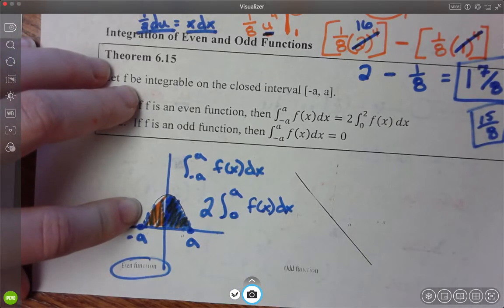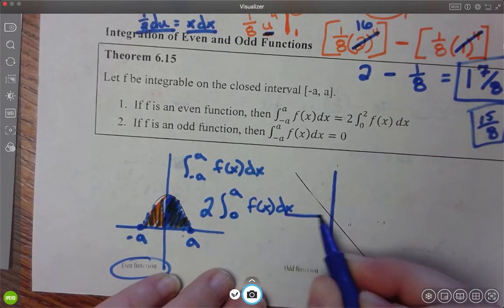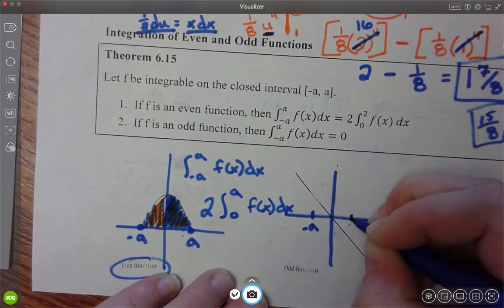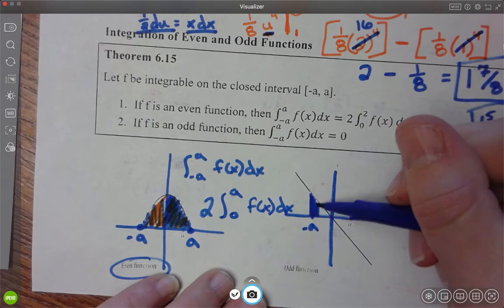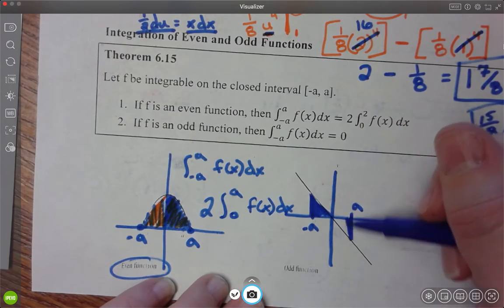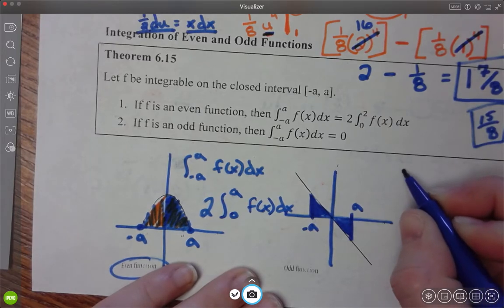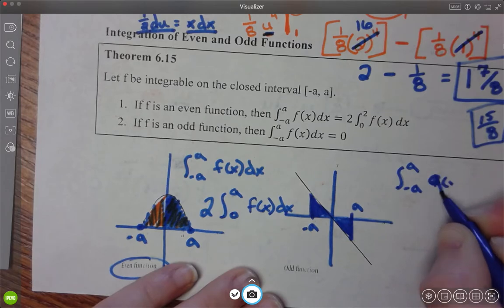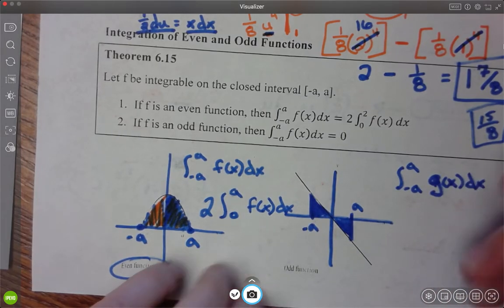Okay. Now for an odd function, your notes make this kind of hard to see. If I'm going from -a over here to +a over here, okay, I'm trying to find the area under the curve. So I'm trying to find this area here and this area here. Okay. So if they were to ask me, find the area from -a to a of this function, we'll call him g of x now, so we have a different name than the first one. Then we want me to find the area of this g of x.